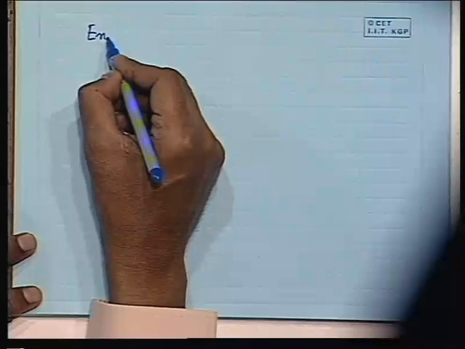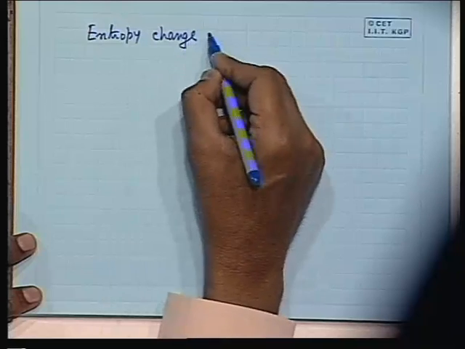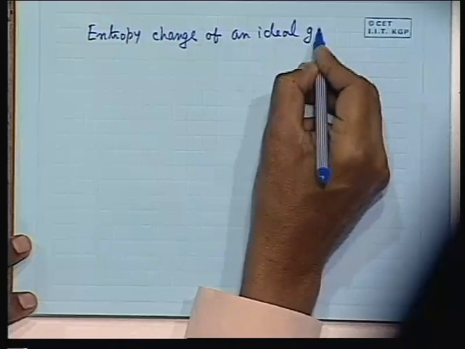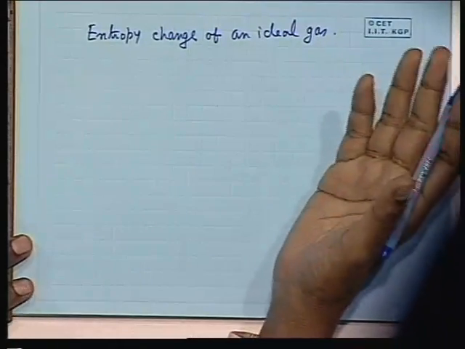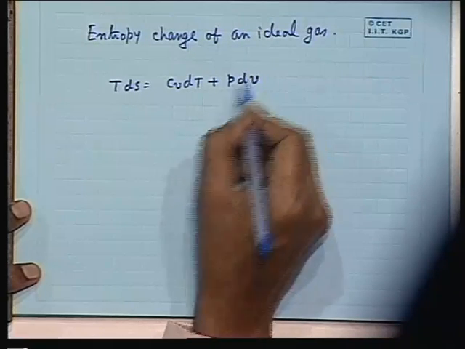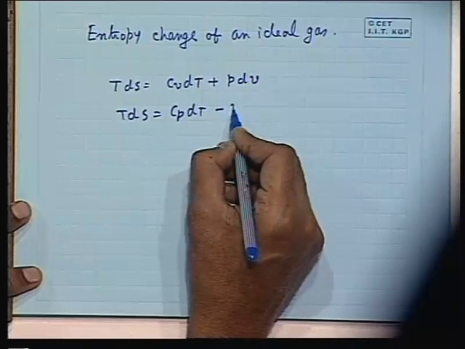Then we come to the entropy change of an ideal gas. How do you calculate the entropy change of an ideal gas? Now you see, the entropy change of an ideal gas is very simple. Again we start from the same equation, that TdS is equal to Cv dT plus PdV, and TdS is Cp dT minus VdP.